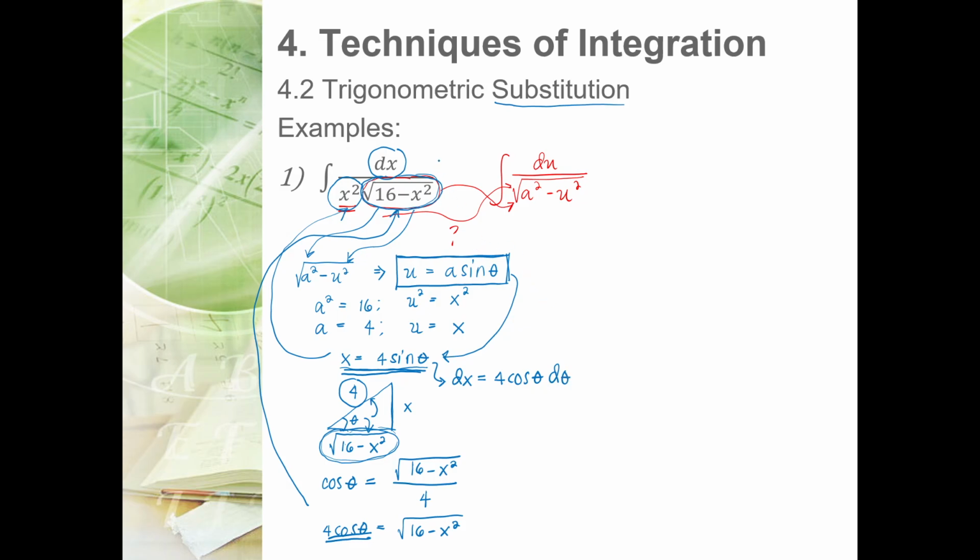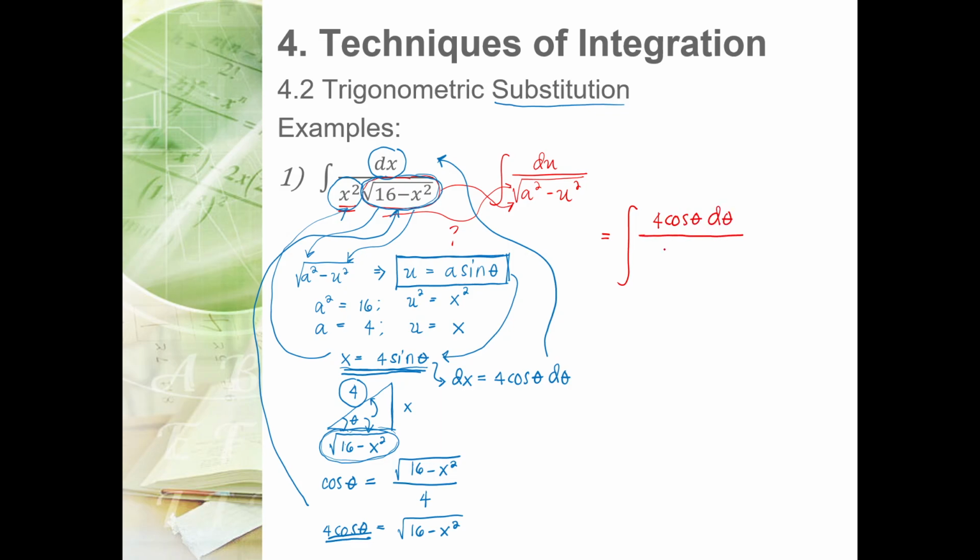And this is the formula here. All right. So we can now replace every term in the integrand. Let's try to change color again. So the integral, again, dx in the numerator, that's 4 cosine theta d theta.